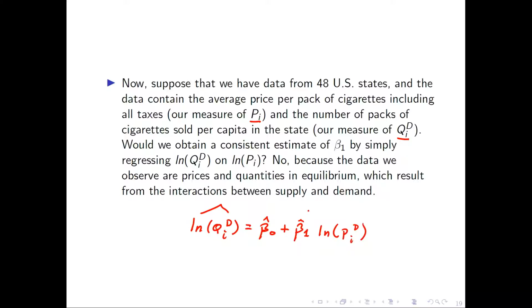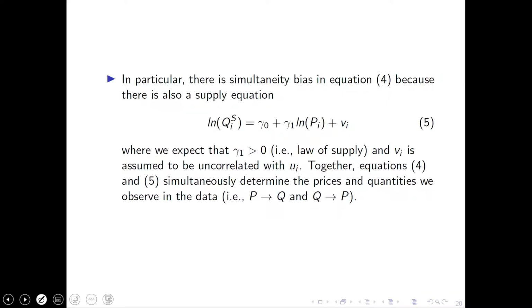And this is actually a wrong approach, because in equilibrium, price and quantity affect each other. So the causality goes both ways here, because if you increase the price, you would affect the quantity. If you increase the quantity, you would affect the price. The fact that the causality goes both from price to quantity and from quantity to price induces some simultaneous bias in this equation 4.